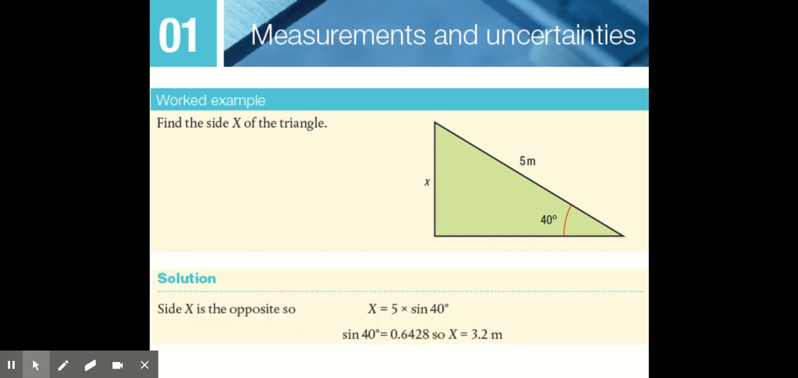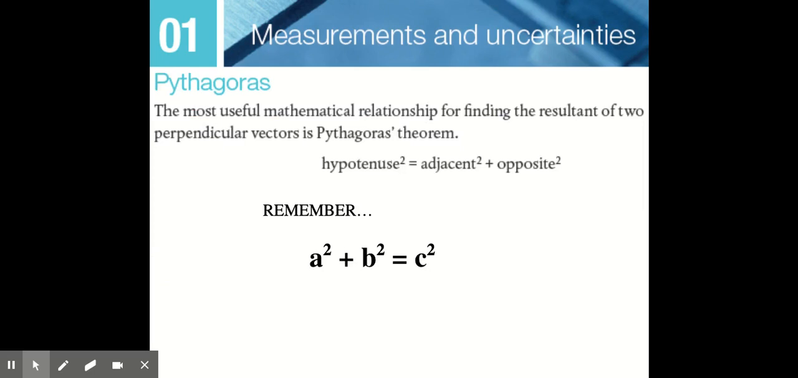So again, hopefully you were able to do that math. And again, if we get in class and you're having trouble figuring out how to do this math, I'll be happy to show you on your calculator and things like that. Remember Pythagorean's theorem. That's hypotenuse squared equals adjacent and opposite squared, or a squared plus b squared equals c squared.